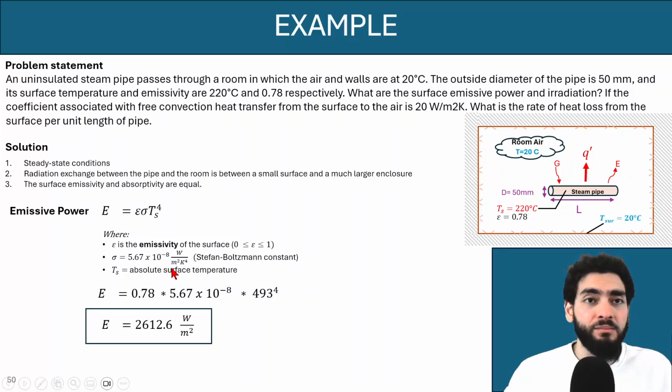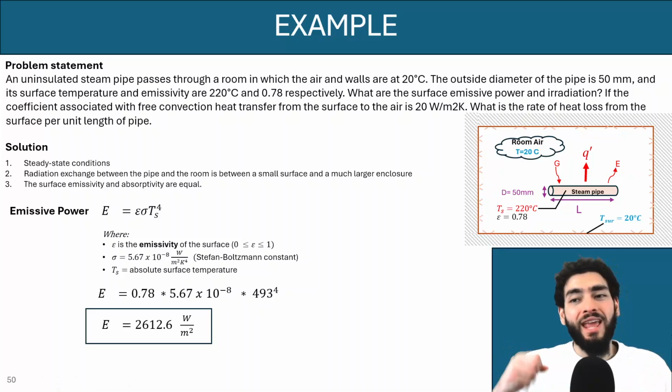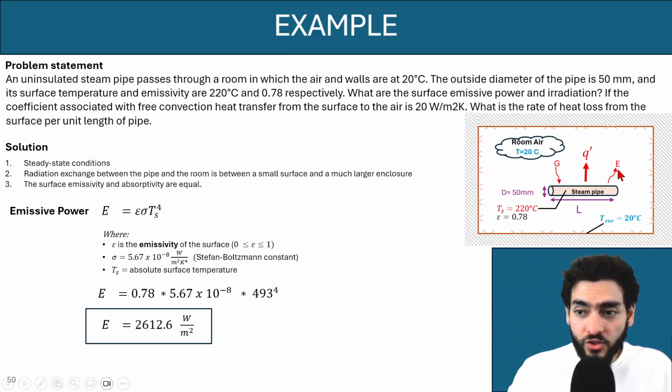It's 5.67 times 10 to the negative 8 watts per meter squared per Kelvin to the power 4. And we know what the absolute surface temperature of the steam pipe is. The temperature is 220 degrees Celsius, and in Kelvin, it's 493 Kelvin. And so if you use this emissive power equation, you get an emissive power of 2,612.6 watts per meter squared. And that represents how much radiation energy the steam pipe outer surface emits to the surrounding.